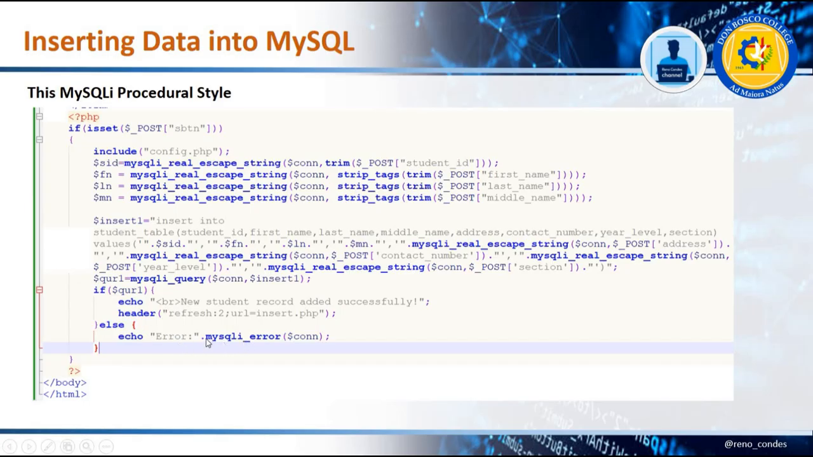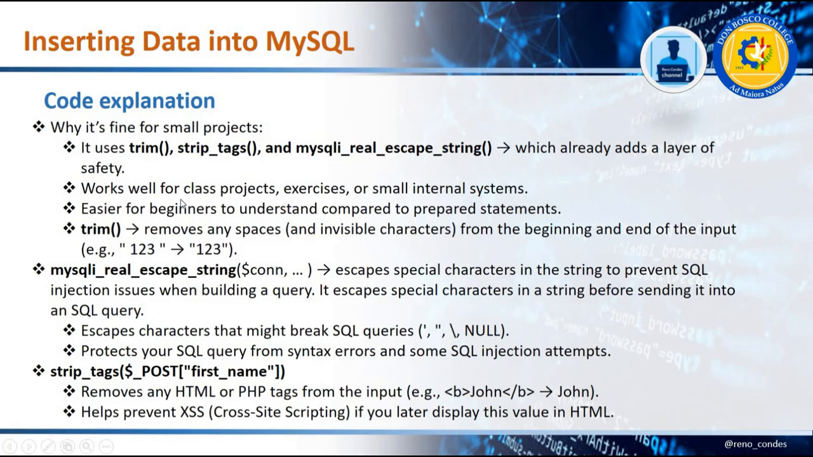Let us proceed to the technical explanation. Why is procedural type fine for small projects? It uses trim, strip_tags, and mysqli_real_escape_string which already adds a layer of safety. Works well for class projects, exercises, or small internal systems. Easier for beginners to understand compared to prepared statements.